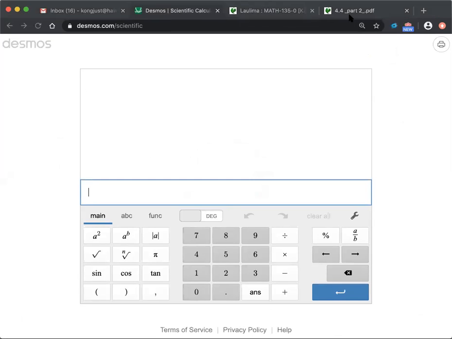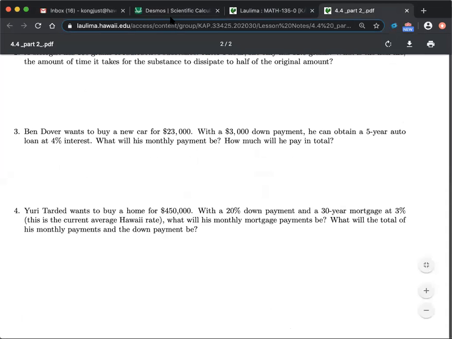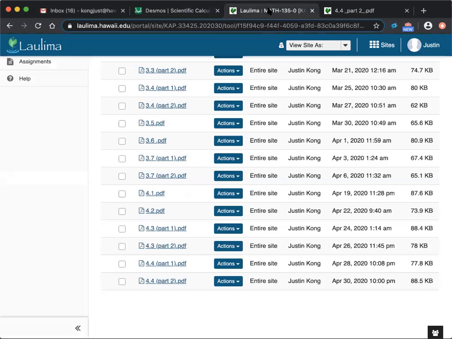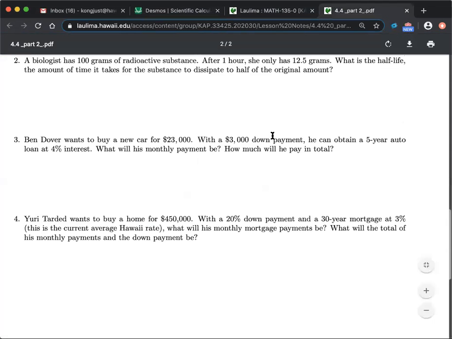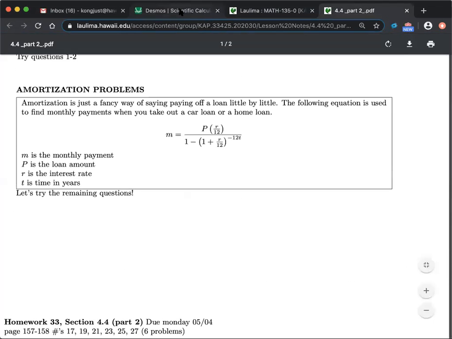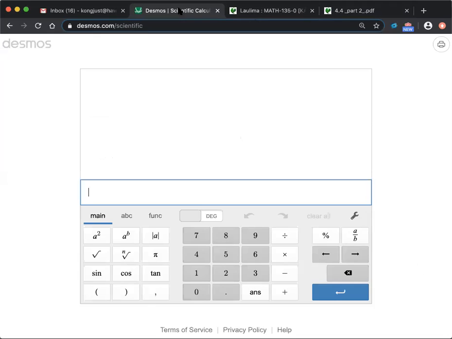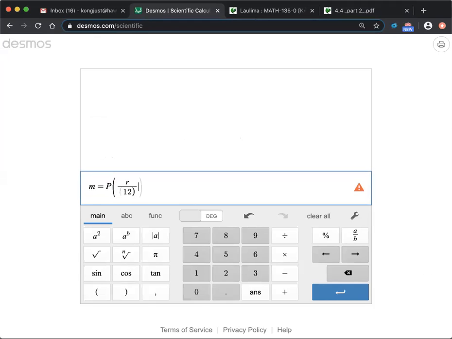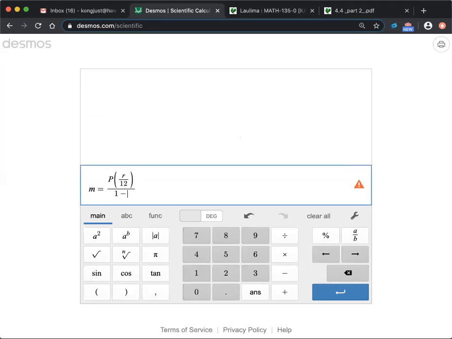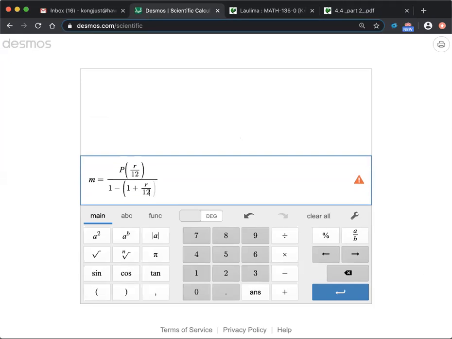All right, so let's remind ourselves. I'm going to start by writing out the formula again for my reference so I can see it clearly. M is P times R over 12, divided by 1 minus (1 plus R over 12) to the negative T. So M is equal to P times R over 12, divided by 1 minus (1 plus R over 12) to the negative T.